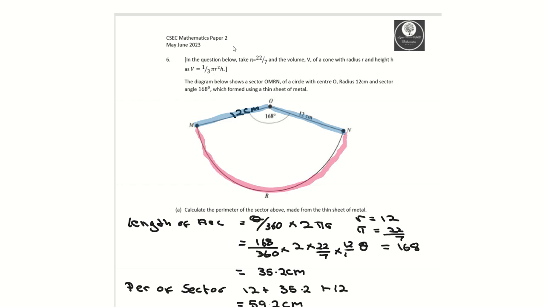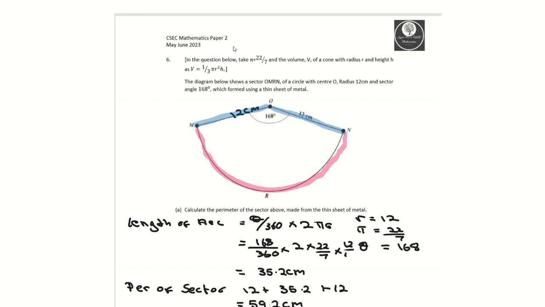So in the question below, this is May, June 2023. In the question below, pi is 22 over 7. Volume of a cone with radius r, height h. So volume is a third pi r squared by h. As soon as we know that volume of a cone is a third by area of your base, which is a circle, which is pi r squared by height. That's how you get your formula, right?